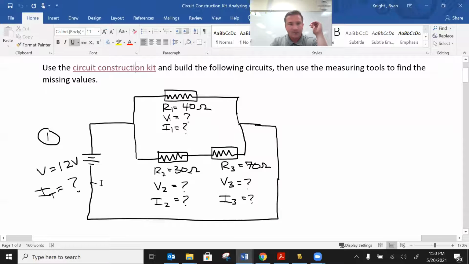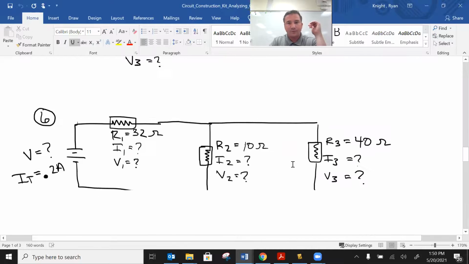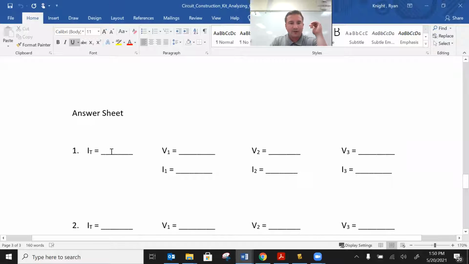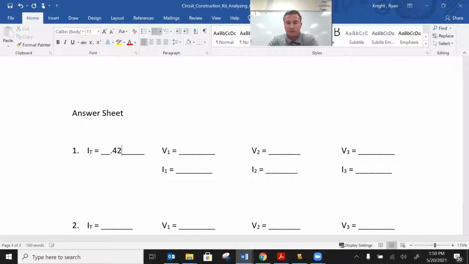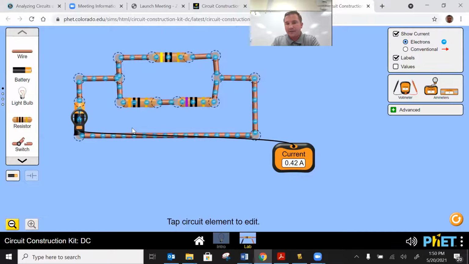If I go back here, current through the battery was IT. That stands for total current, by the way. I would come down here and this was 0.42. The unit is amps, 0.42 amps. All right, there's my current through the battery.